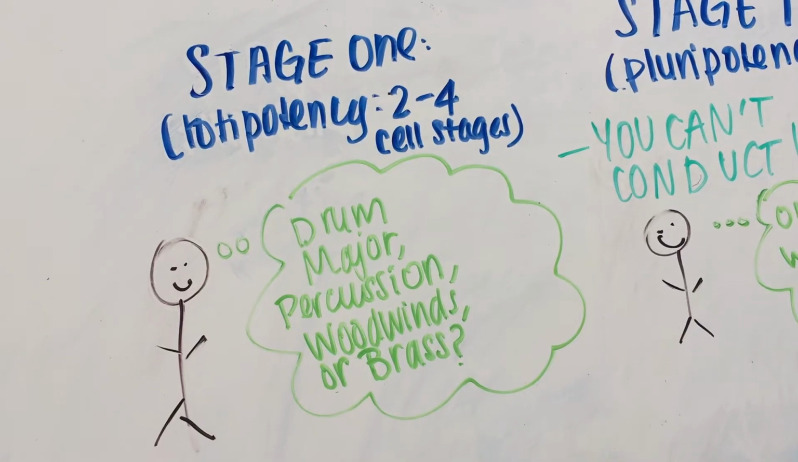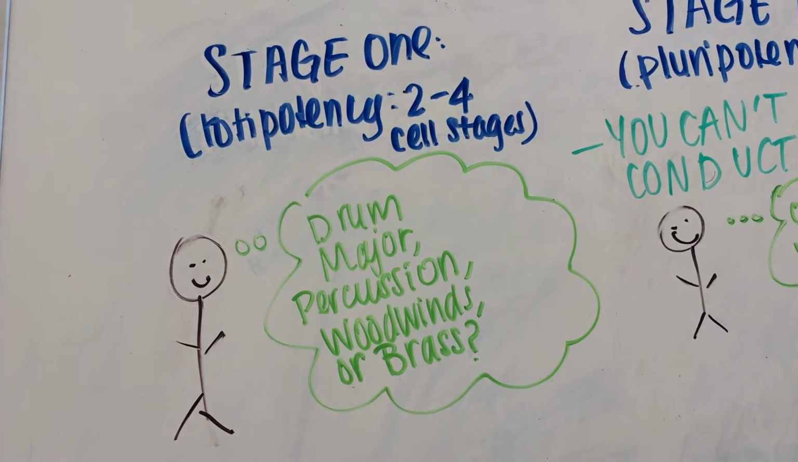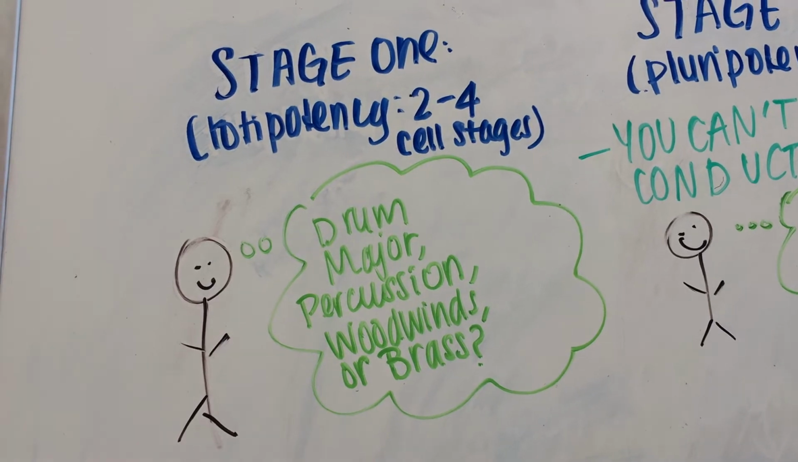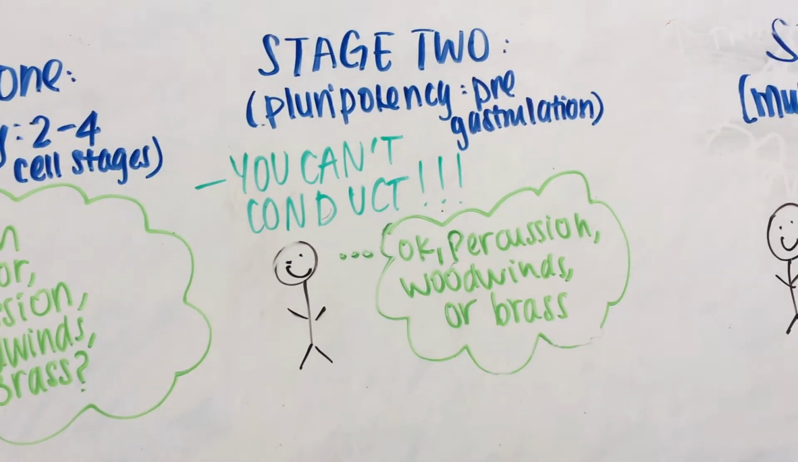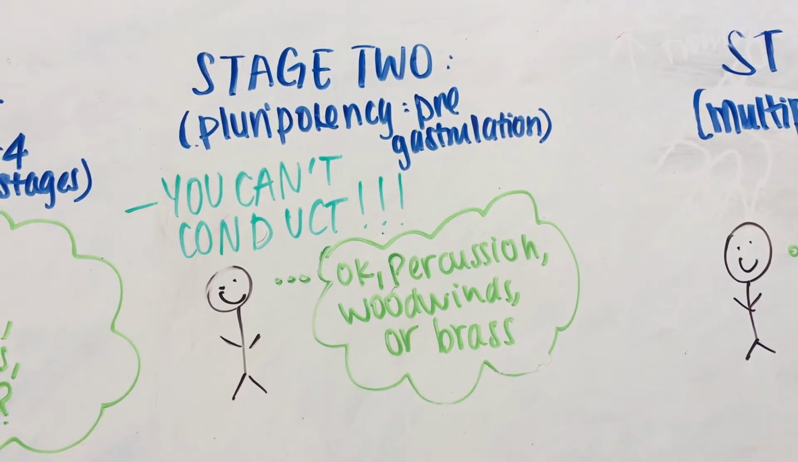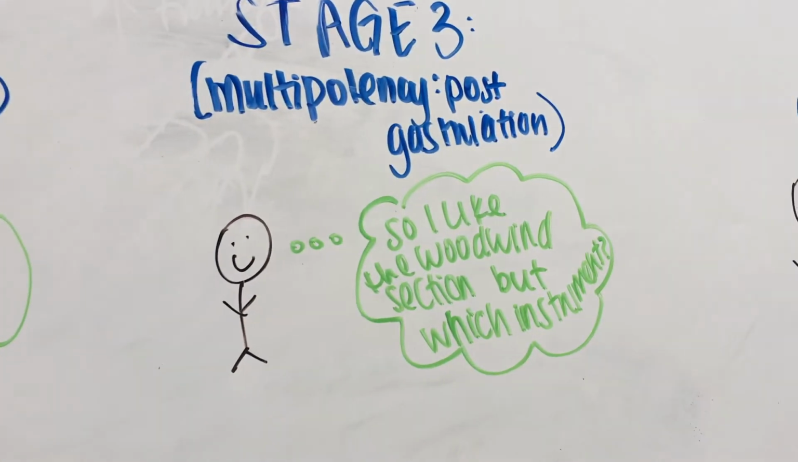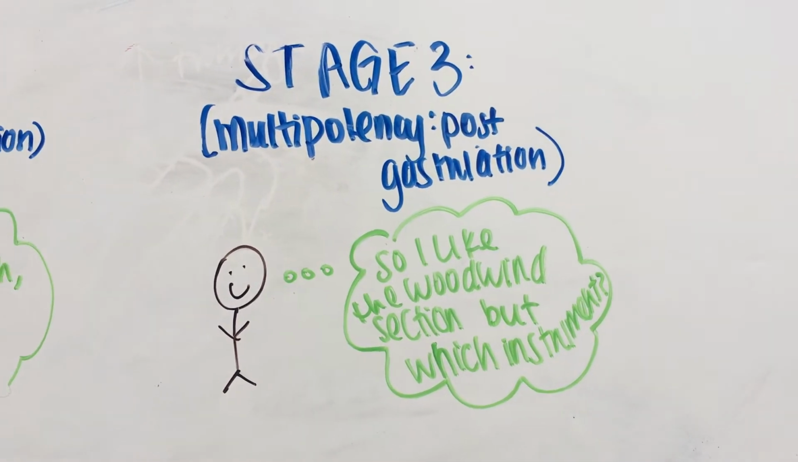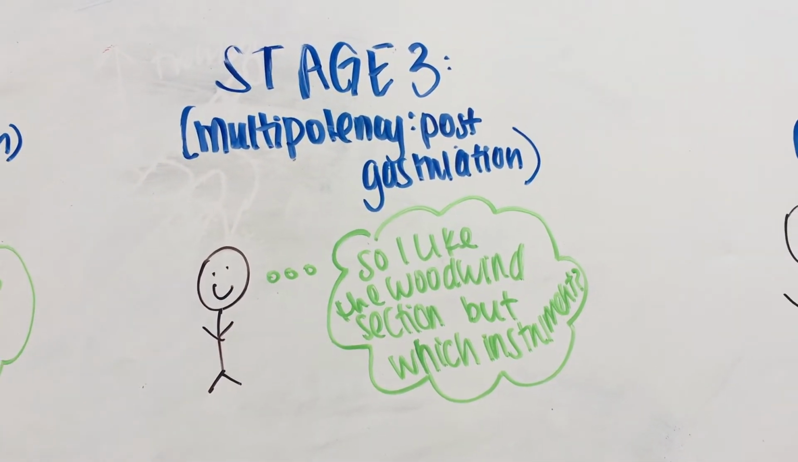Factoring in the classifications, we can look at stem cells like this. A musician can choose to be a part of the percussion, woodwinds, brass, or the drum major, which in this case would be the sperm and egg. They later decide that they can be in the percussion, woodwinds, or brass, but not the drum major because sadly they can't conduct. The player chose the woodwinds, but they don't know what instrument they want to play, and then finally they decide to play the piccolo.